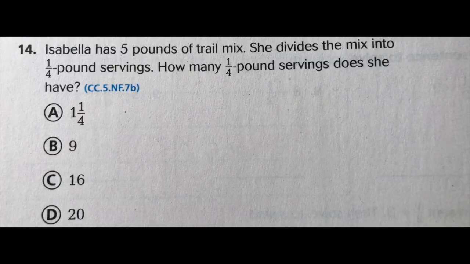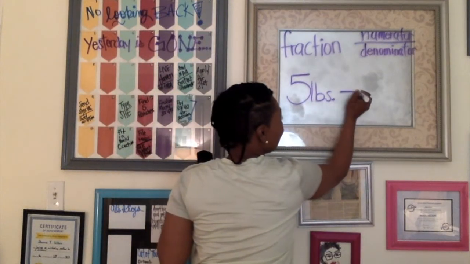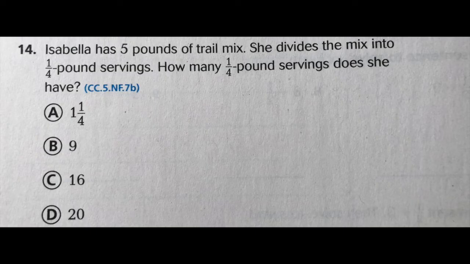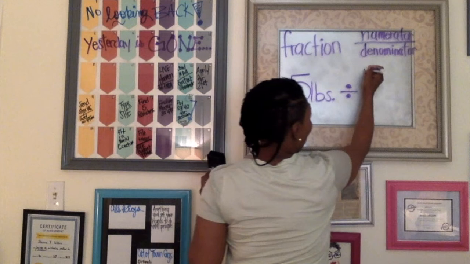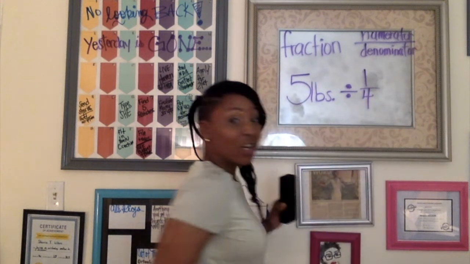Now go back to the problem. There's a clue word that tells us, obviously, that this problem is divide. What is the clue word that tells us we are going to be performing division? It says divide. So go ahead and put your division symbol in. It says she divides the mix into how many pound servings? It says 1/4 pound servings.